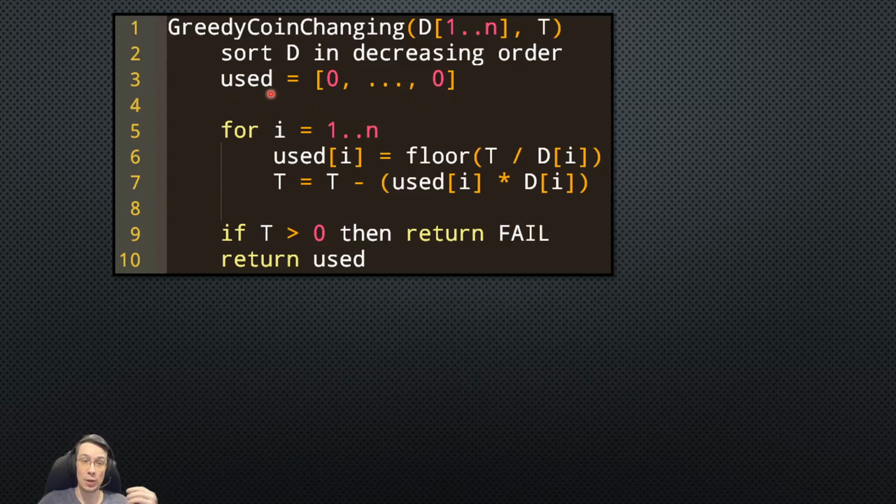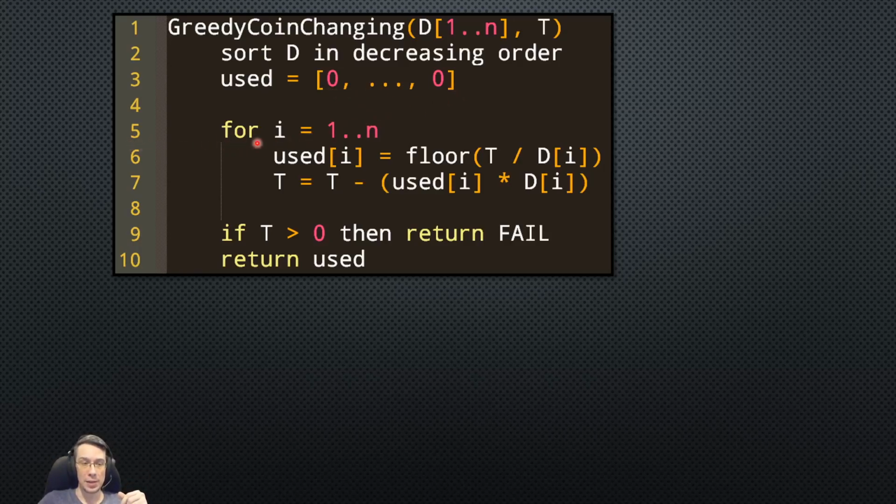So if you want to see which coins were used, all you have to do is look at the index of a particular coin, considering that we're going to sort the array d from largest to smallest. So you have to understand, as the user who calls this, that, for example, used of 1 represents how many toonies, the largest denomination, were used, and so on. And if you want to know how many coins are used in total, just sum up the contents of the used array.